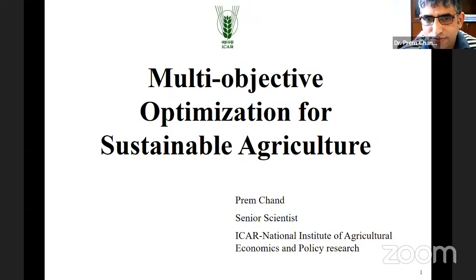Because in real life, our objectives are multiple. We want to maximize return, and at the same time we want to minimize our water use. We want to minimize our gaseous emission. We want to maximize our production of cereals, pulses, oil seeds. So we have a number of goals, and a single goal cannot solve this problem. So I will be dealing with multi-objective optimization, particularly goal programming, and how to solve a goal programming problem.